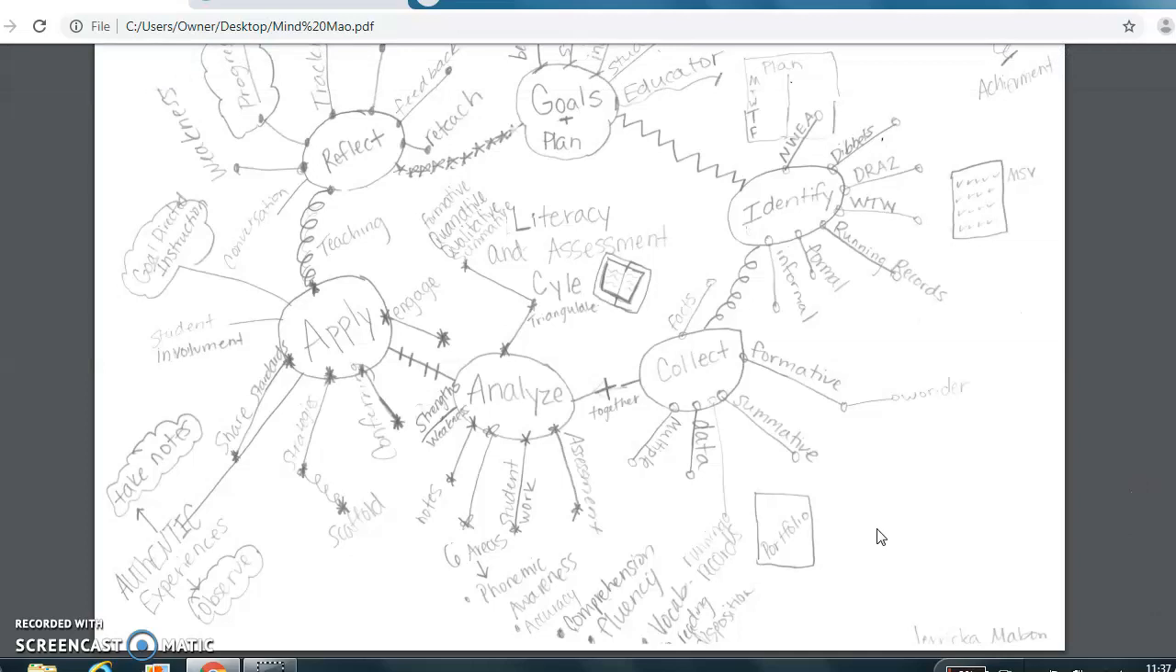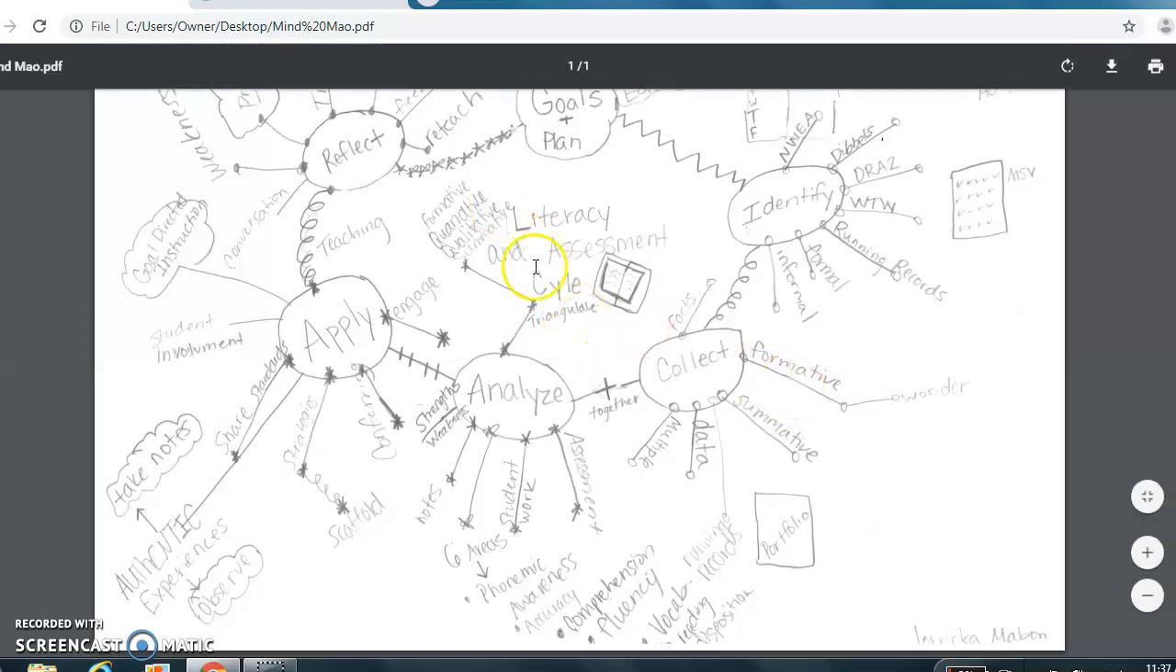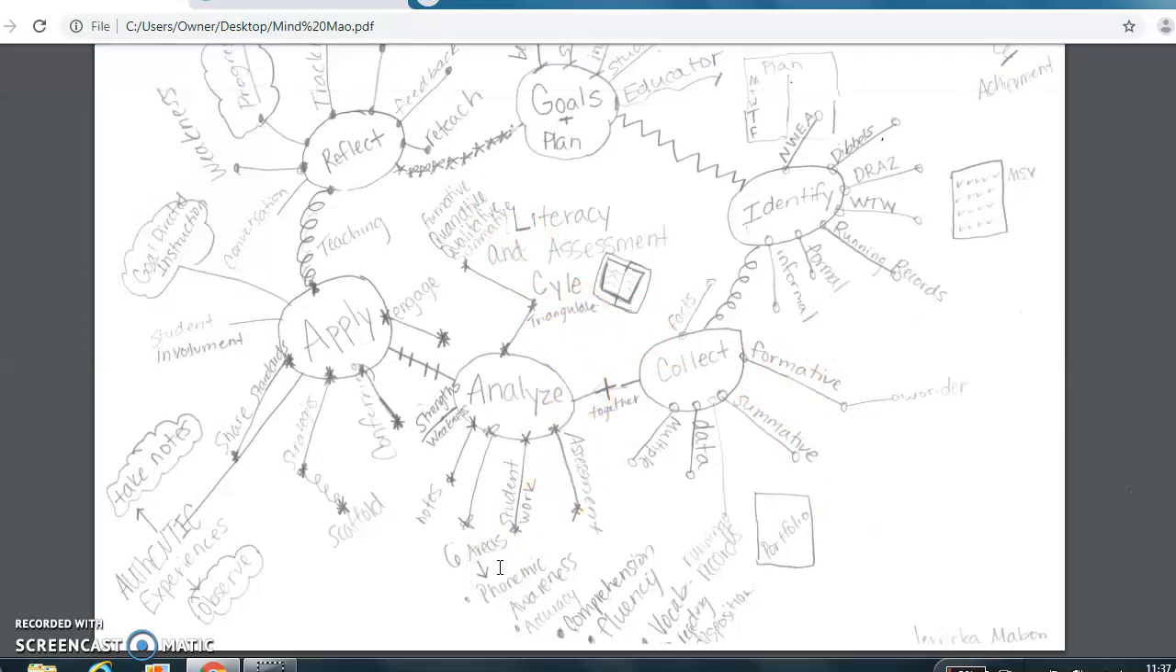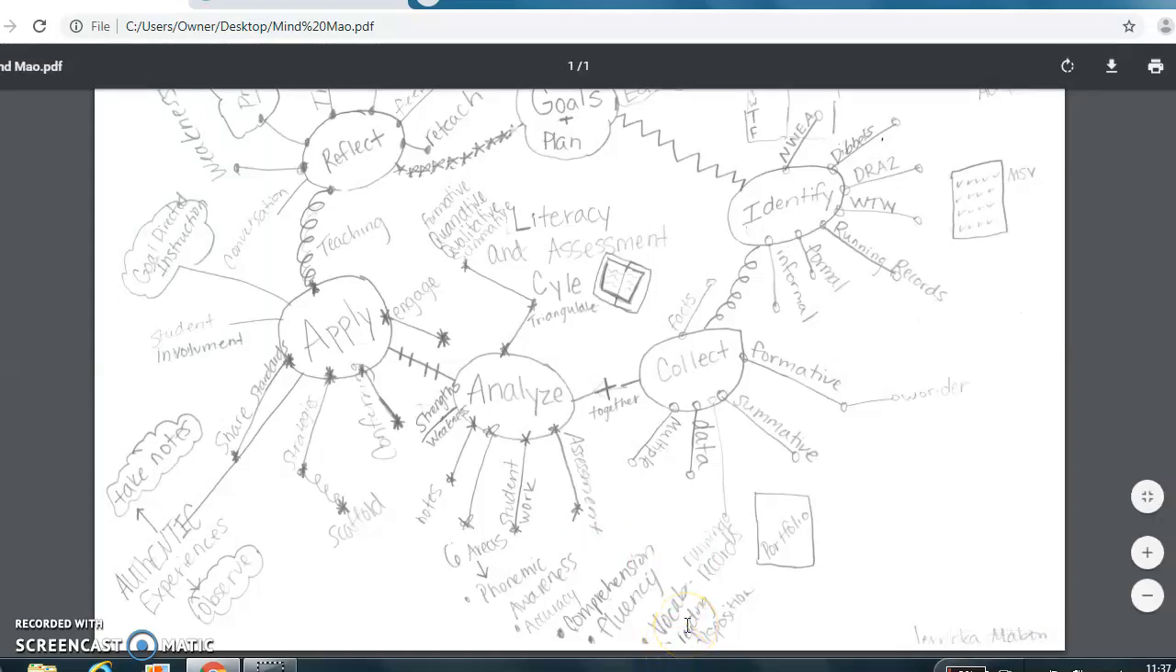Analyzing student work, assessments, notes, students' notes, as well as my educator notes, their strengths, their weaknesses, and then triangulate the information as well using formative, quantitative, qualitative, summative, and also focusing on and analyzing those 6 areas. Where are the students' strengths and weaknesses in phonemic awareness, accuracy, comprehension, fluency, vocabulary, and reading disposition?